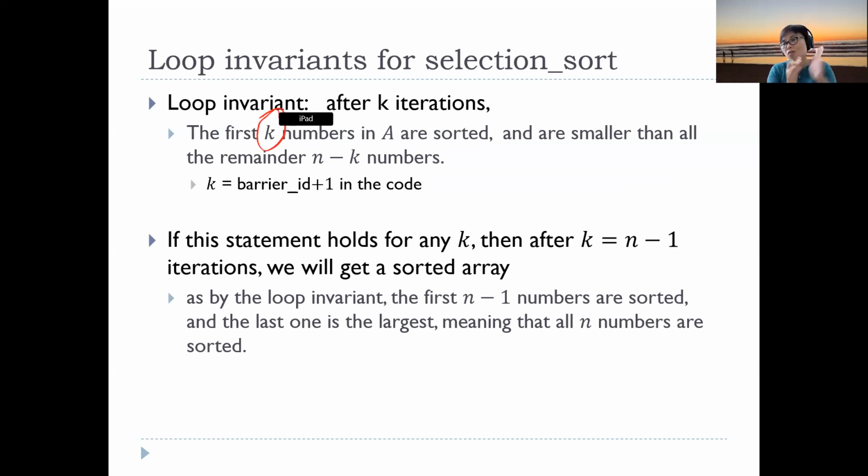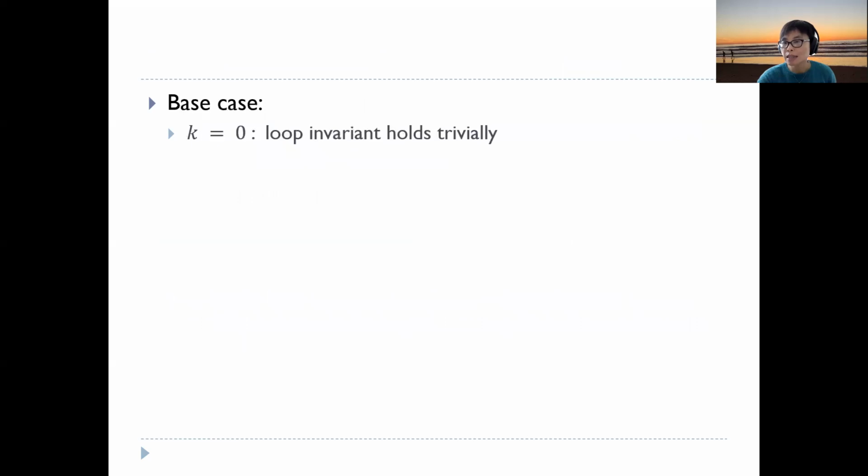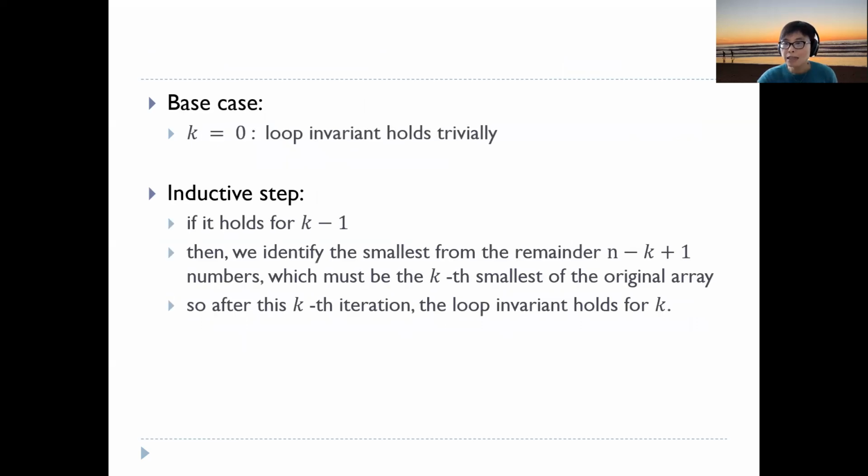Now, if k is 0, of course, they're sorted, because it's empty. And then all the remainder ones are bigger than this one. So clearly it holds at the base case for k equal to 0. Okay, the next step to prove this is the inductive step.